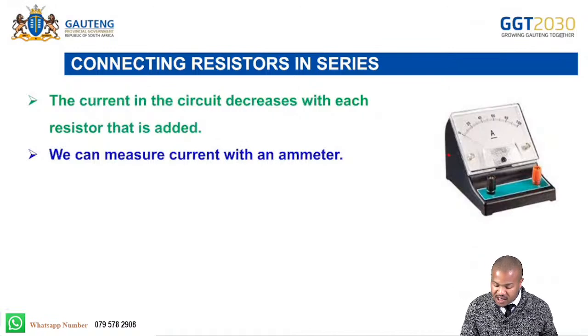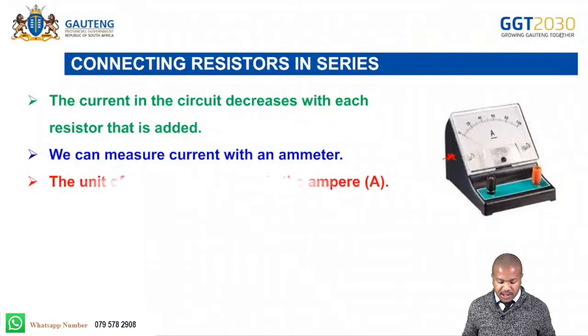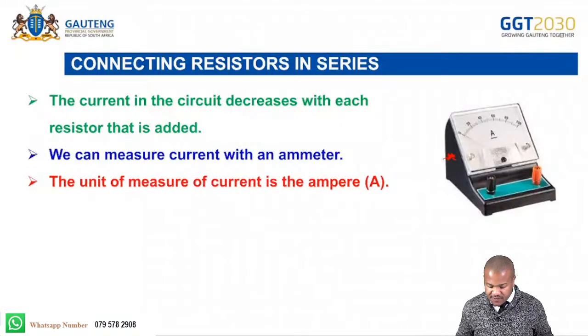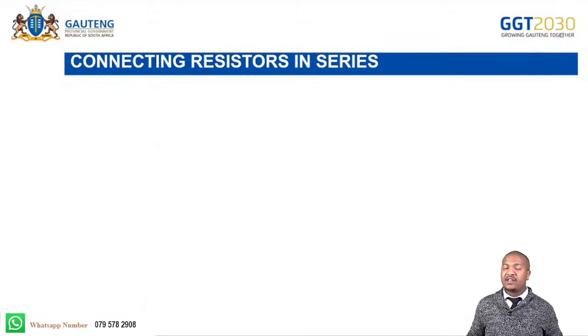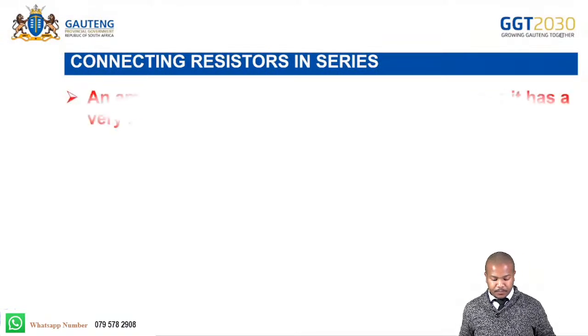We can also measure current with a component that is called an ammeter, right? So we have a picture here, which is an example of an ammeter, an instrument that is used to measure current. Current is measured in amperes, so it will give you an answer with the units of amperes. The unit of measure, as I've said, is amperes, having the symbol A.